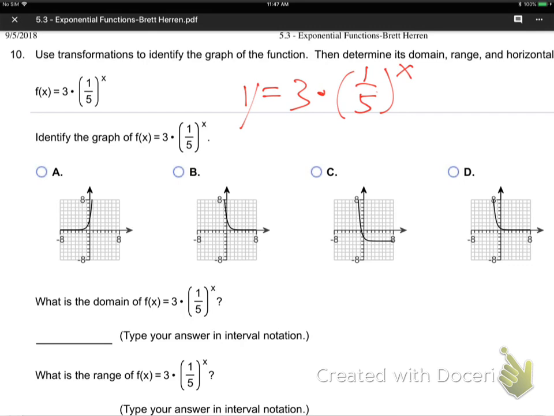Let's talk about flips. Are there any negatives anywhere? First off, what's the horizontal asymptote? Here, it's plus 0, so the horizontal asymptote should be at a height of 0. Should level off at a height of 0, right? So you can get rid of C, because that one's leveling off somewhere other than 0. Good so far? I like to just eliminate things right off the bat.